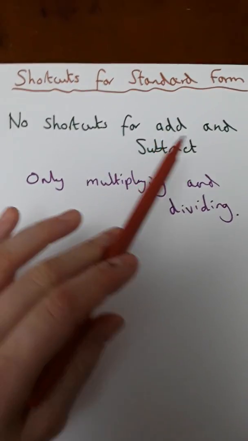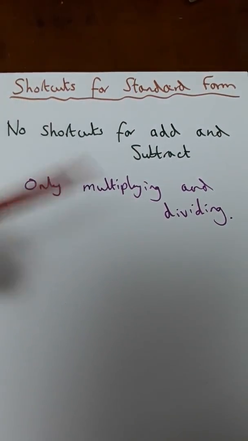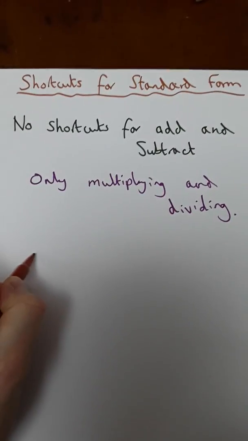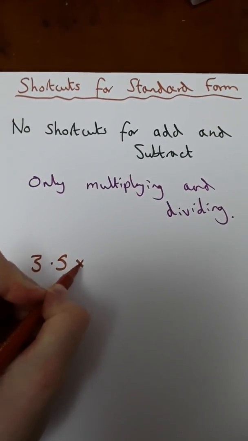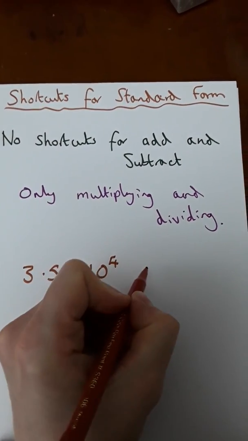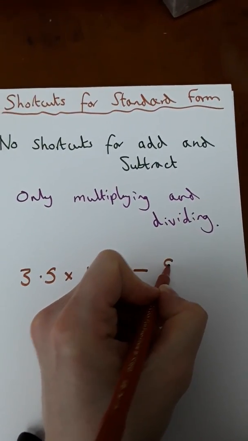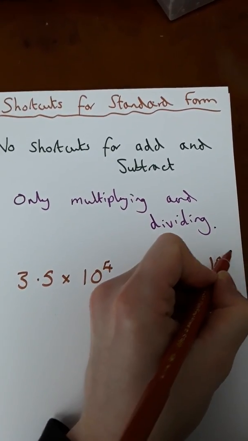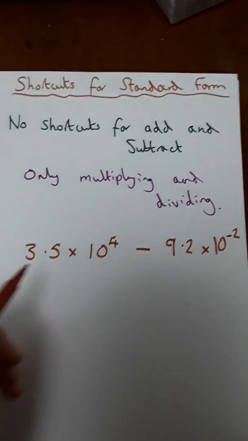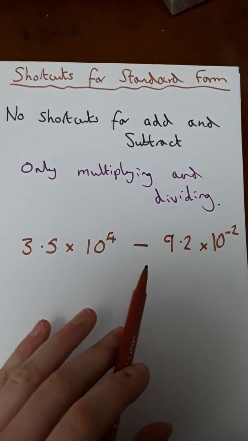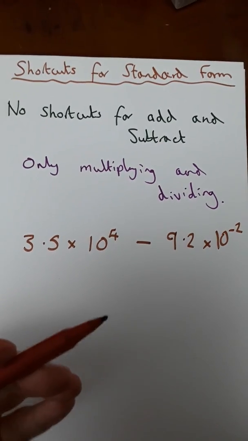So first I'm going to do an add and subtract example and show you what you need to do if you see that. So for instance, if you had 3.5 times 10 to the 4 minus 9.2 times 10 to the minus 2. The first thing you need to do is write them as whole numbers or decimals. Take them out of standard form.